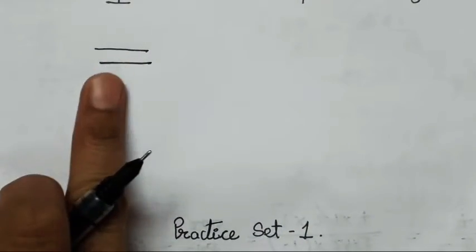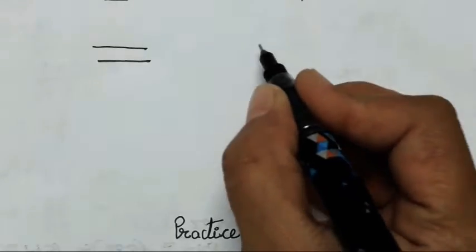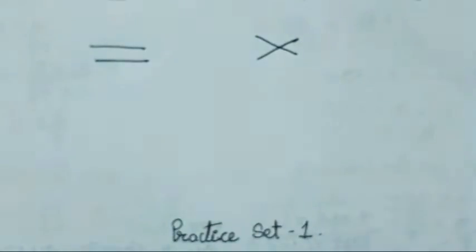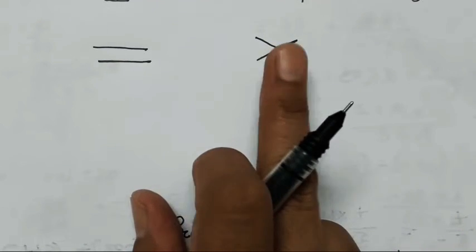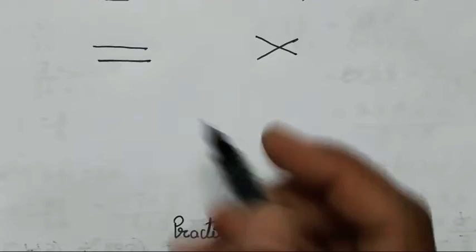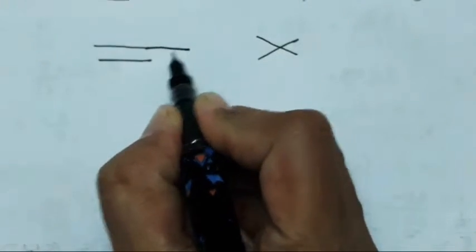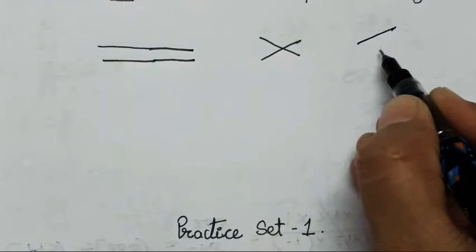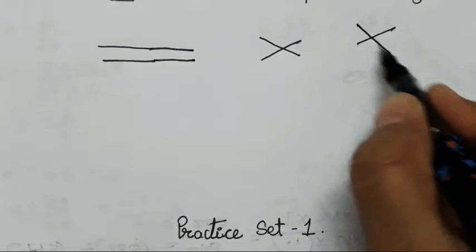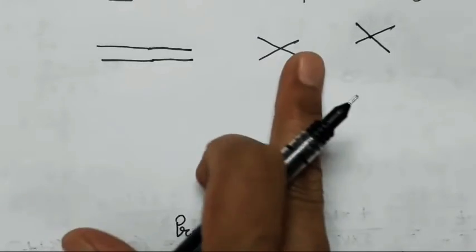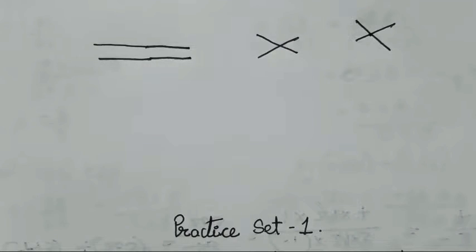So what does the statement mean? The statement means these two lines do not intersect each other. Intersect means they do not cross each other. Such a figure is not a parallel line. This is a parallel line because if we extend, it is not going to cross each other. Whereas if we draw such lines, they are crossing each other. So these are parallel lines, these are not parallel lines.